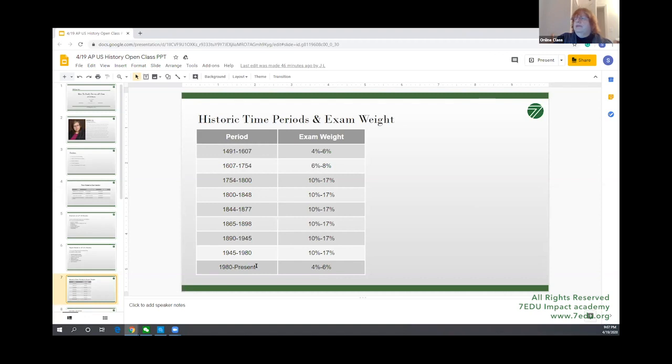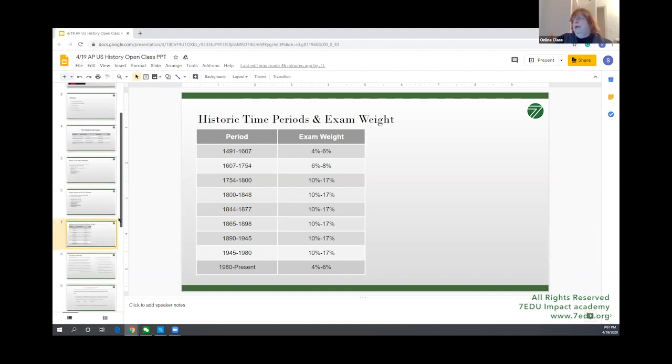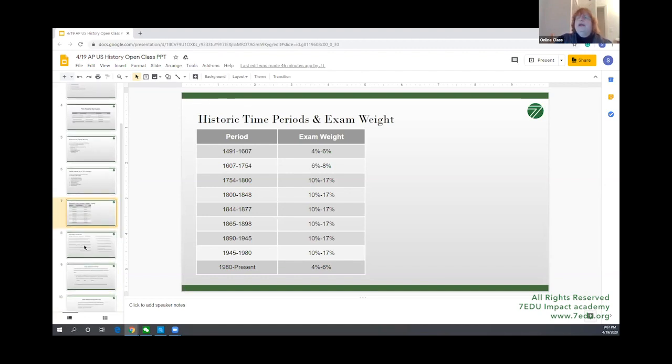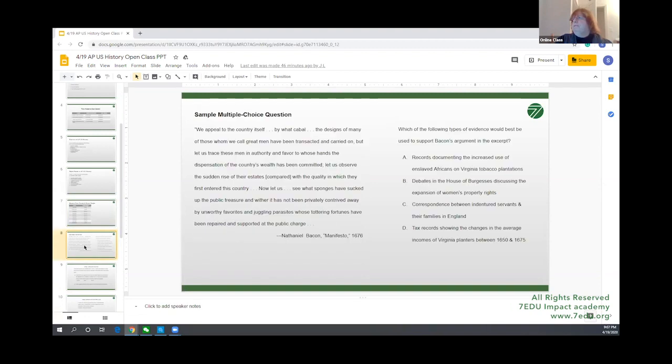So when it comes to crunch time, they'll say 1980 to the present, boom, watch a video, done. They don't have the time to go into a lot of detail with that. So that's a good reason, and luckily only 4 to 6%.